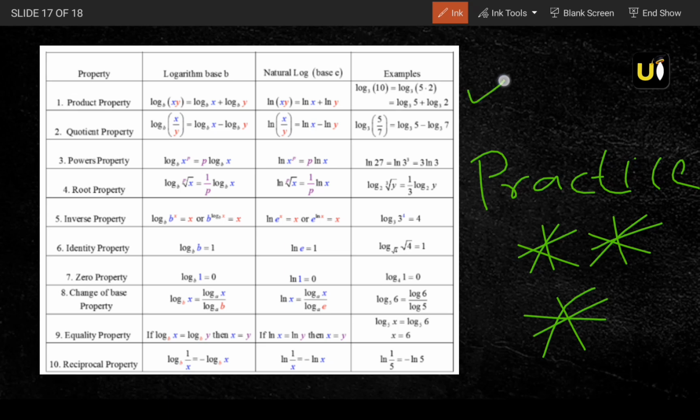Okay, see, here you are given the product property, quotient, power, everything. Everything is discussed in detail. So just go through this table and keep on practicing more and more problems. That is the key for your success, that is the key for your good result.